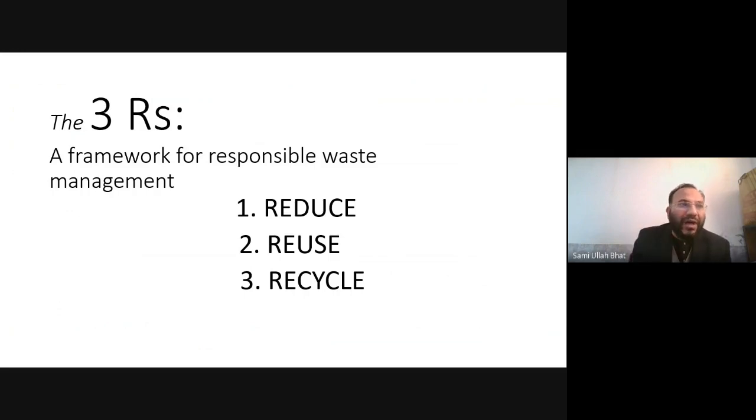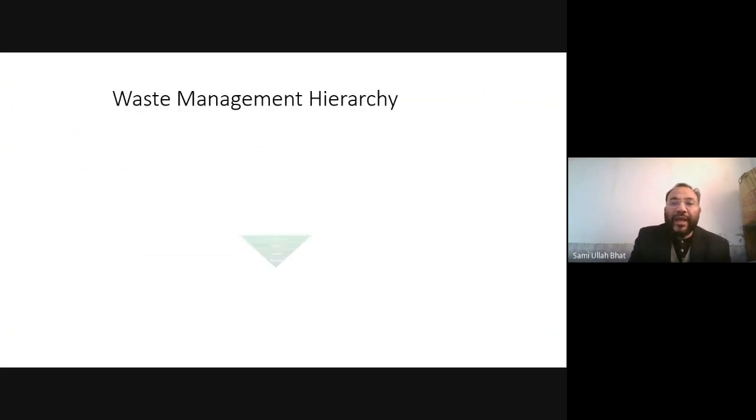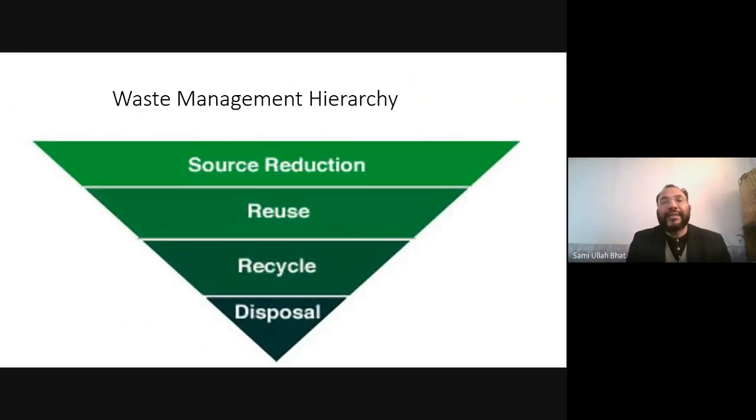Although there is a fourth R, there is a fifth R also coming. We will be also talking about that. Let us go one by one. When we use the word management, or the principles of management, we have to take care of that.